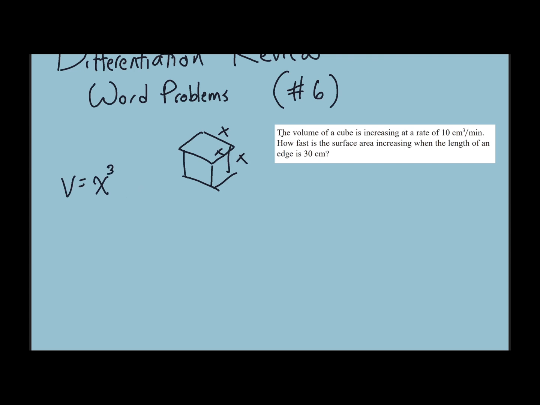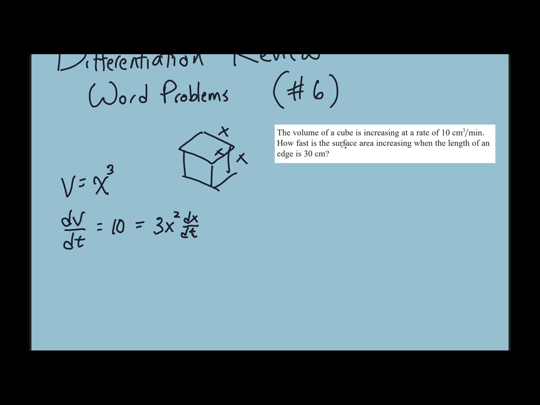And I know the volume of a cube is x cubed. And they give us the volume is increasing at a rate. So that would be a dV/dt, which is 10. And if I want to take the derivative, that should be 3x squared dx/dt. Right? Chain rule. We're not doing x, we're doing dt. So we need a chain rule there. Okay. So if I want to find, what do they want?